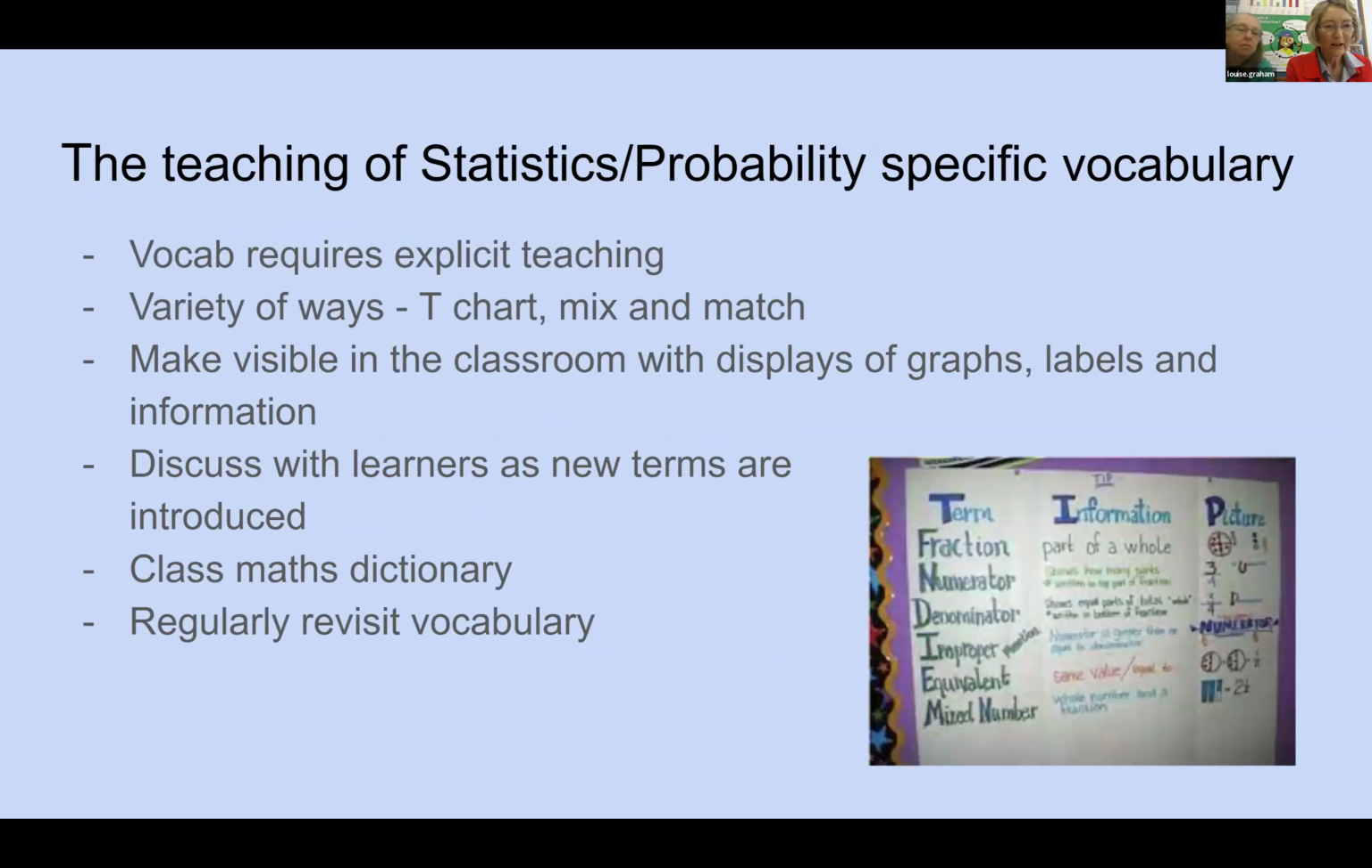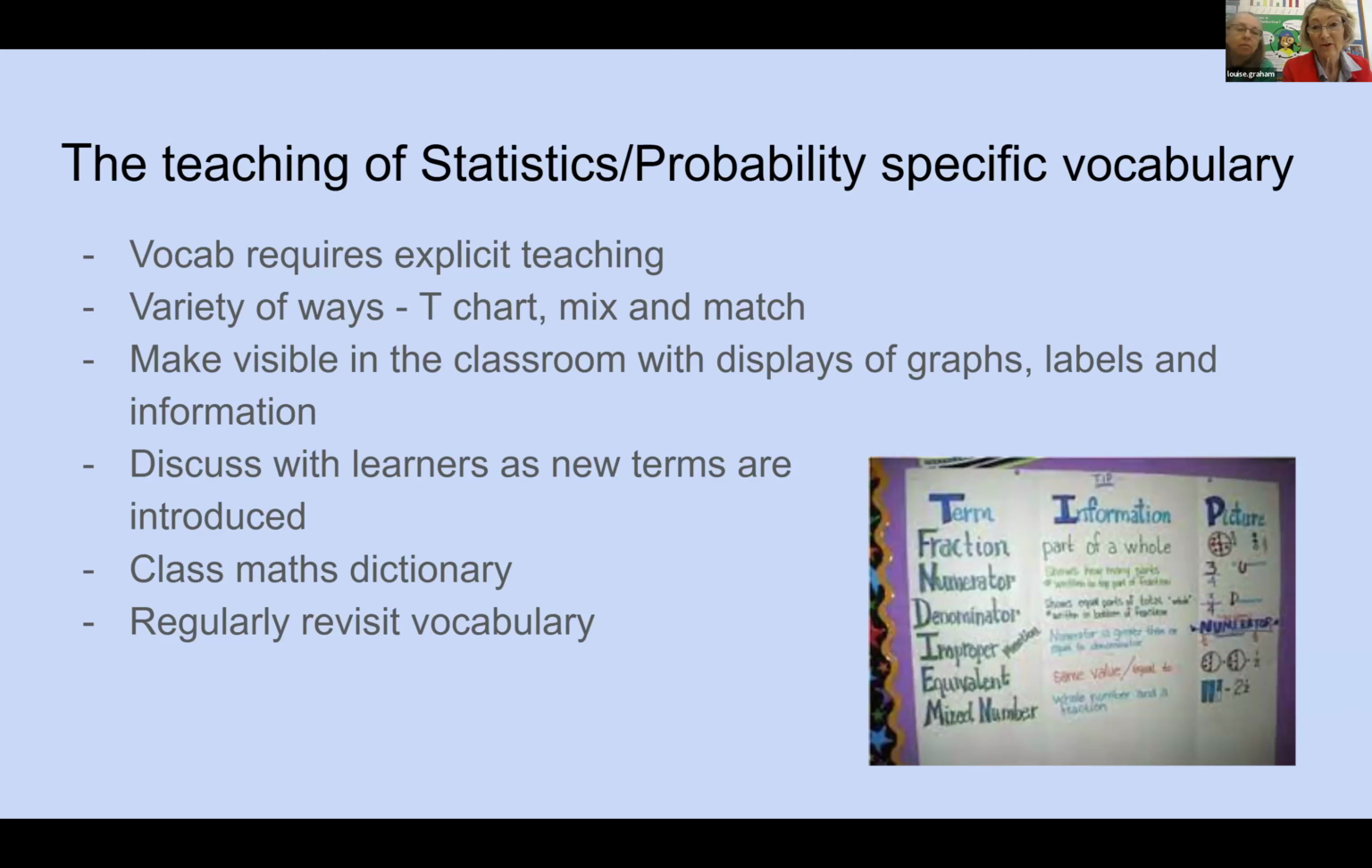Okay, so another really important part about teaching statistics and probability is actually the specific vocab in maths. And I can't emphasize enough how important it is to understand and use the correct technical terms. And children need to be exposed to them a lot. You can't just use it once. It needs to be shared a lot.